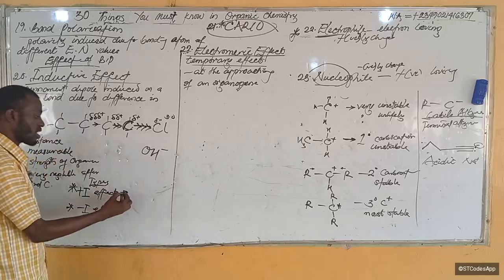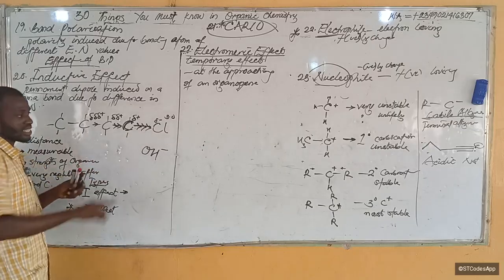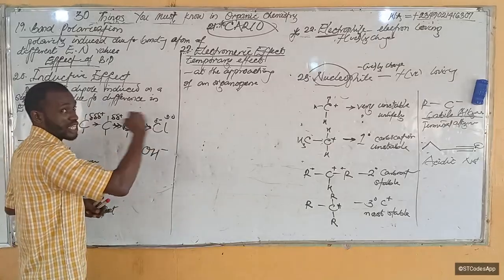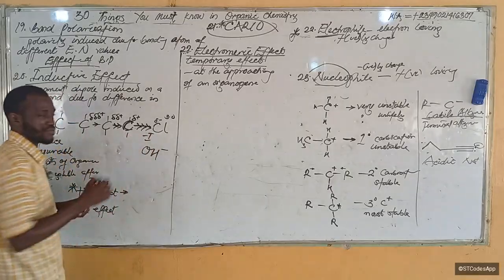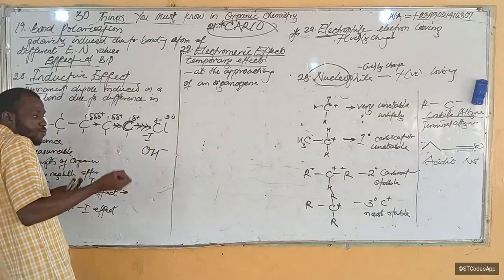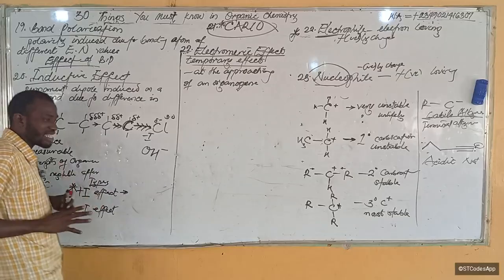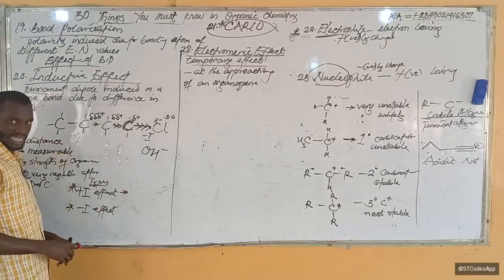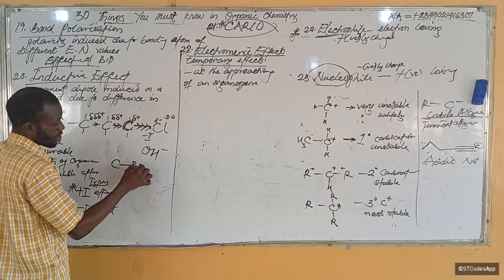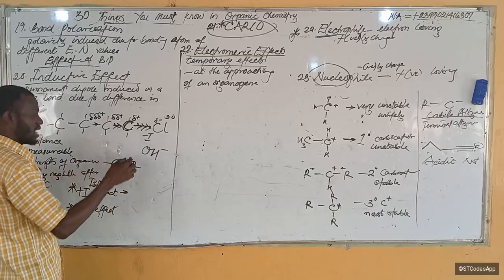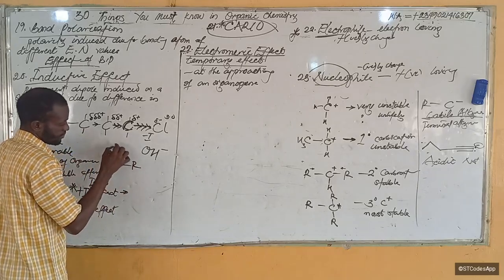Now, what is the plus I effect? You remember that in the case where I talked about electron density being pulled away from the chain, this is the negative I effect, because electron is being pulled away from the chain. But in the plus I effect, electron is being donated towards the chain. Is that clear? So for example, if we have something like this, a carbon here, and then an R group like this.